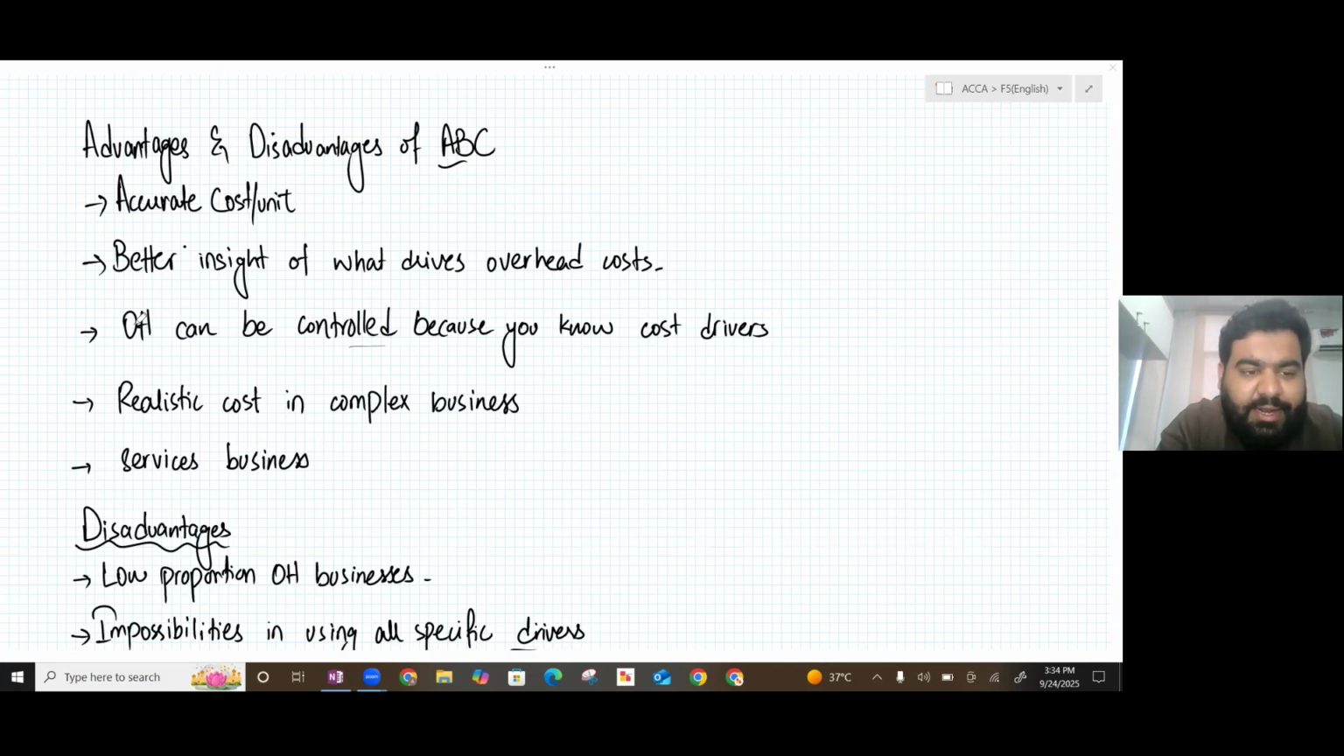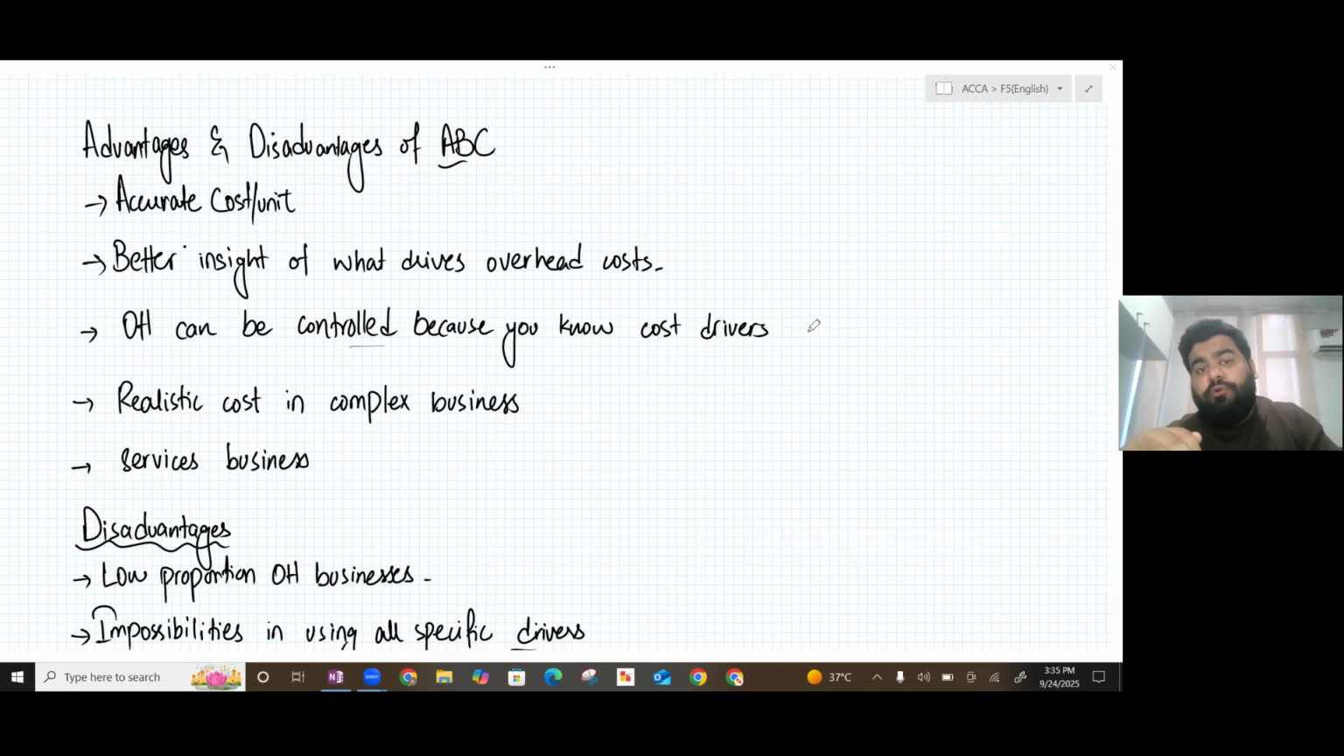It's written in the next point. See, overhead can be controlled because you know the cost drivers. This is the overhead, this is the base. If this base increases or decreases, the cost will increase or decrease, because the cost depends upon this base. So in a scenario where you want to control this overhead cost, you want to get it lowered, you want to make your overheads lower.